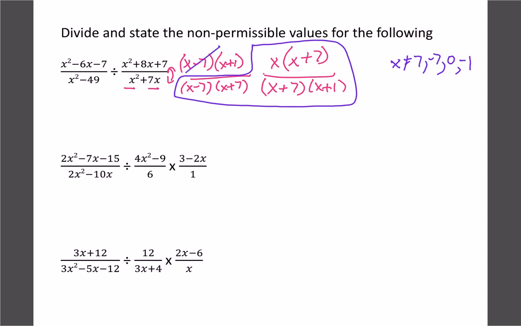So now we're good to cancel. So the minus 7s would go, the plus 7s would go, the plus 1s would go, and that's it. So our final answer would be x over x plus 7.